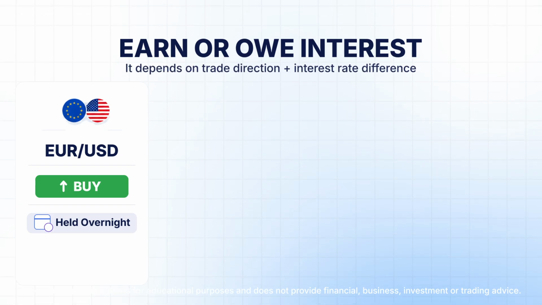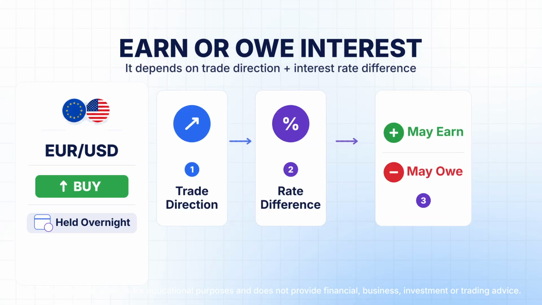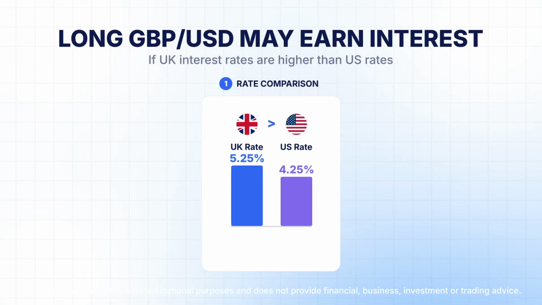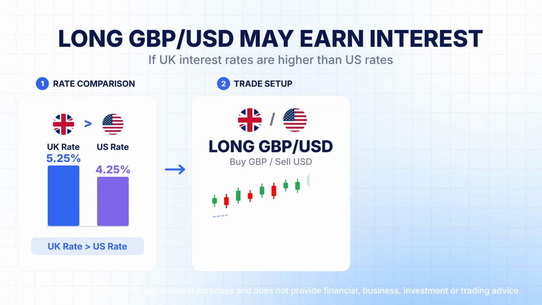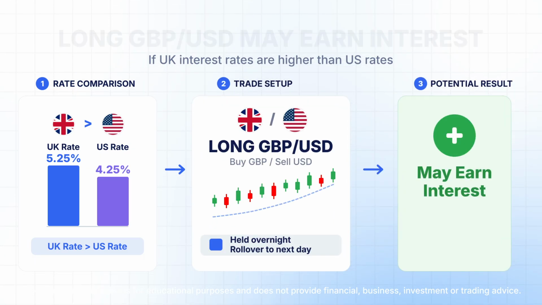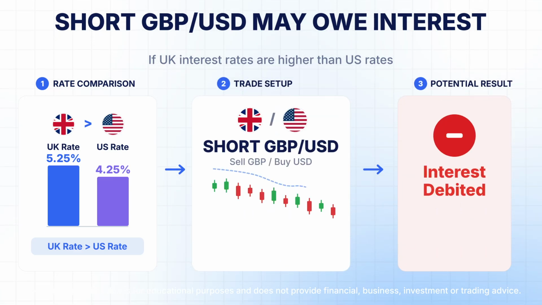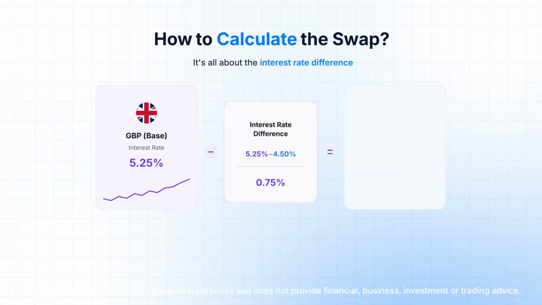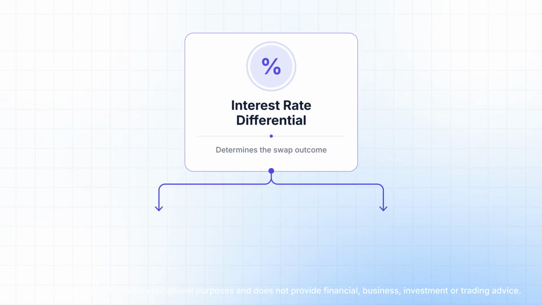The interest you earn or owe depends on the direction of your trade and the interest rate difference between the currencies involved. For instance, when the interest rates in the United Kingdom surpass those in America and you're holding a long position in GBP USD, representing British pounds, you can earn interest by rolling over your position to the next day. On the flip side, if you're short in GBP USD, holding dollars, you'll find interest debited when you roll over your position. So how to calculate the swap? It's all about the interest rate difference between those two currencies you're trading. This differential determines whether you'll receive or pay.